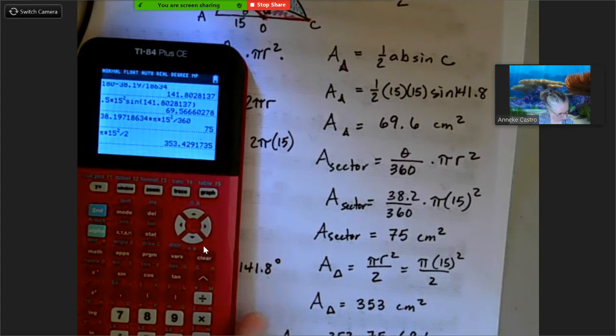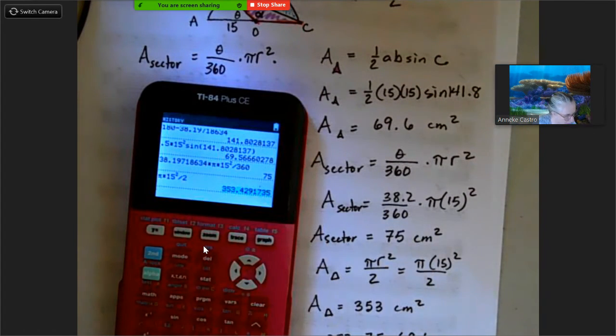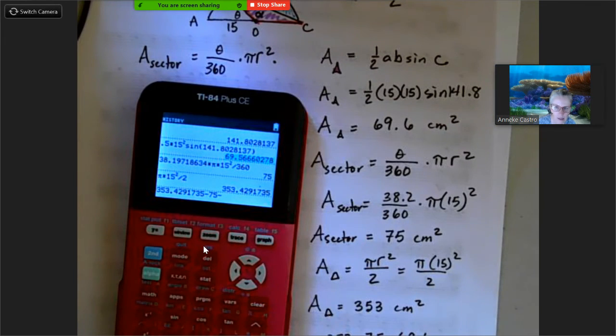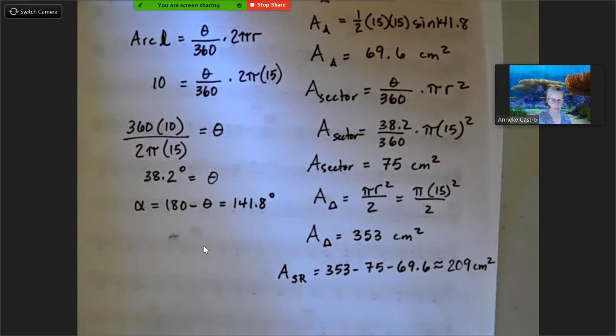So let's have a look, and hopefully I did everything right. Okay, so I have that in there, that minus 75 minus, where's the 69? I'm going to go back up and collect it. There it is. Enter and enter again. And I get 208.86, which rounds off to 3 significant figures, 209 centimeters squared. All right, so that's part A.